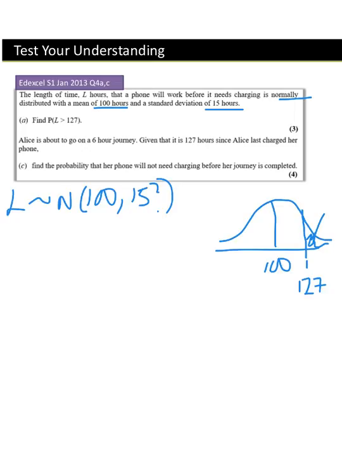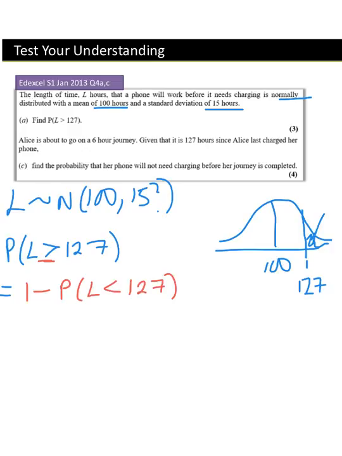Okay, so the probability that L is greater than 127 hours. If I'm going to use a calculator, I need the inequality, remember, to be less than. So we can say that's the same as 1 minus the probability that L is less than 127. And I can use the normal CD button with a mean of 100, standard deviation of 15.